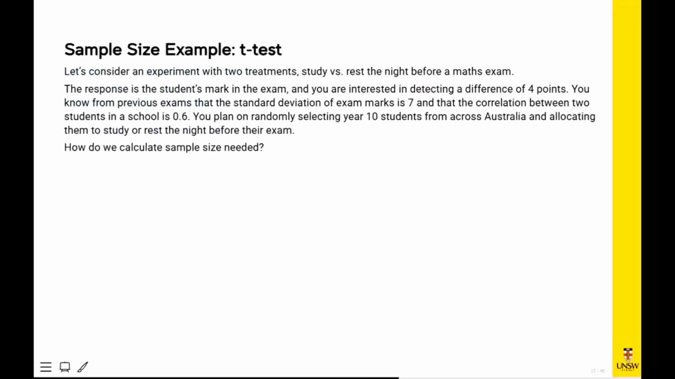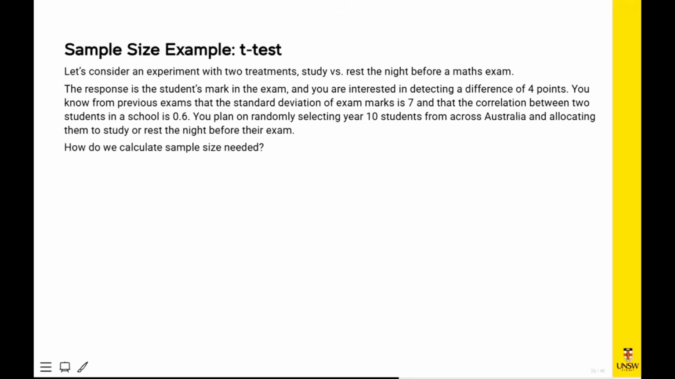So we're going to talk about a t-test. Let's consider an experiment with 2 treatments. Apparently we really like to study math scores here, so you have a maths exam, and you want to see if it's better for students to study the night before or rest. So you want a sample of people, and some of them you're going to have do a bunch of studying before the exam. Some of them are going to study before and then rest the night before, and then you're going to have them take their exam and then take a look at scores.